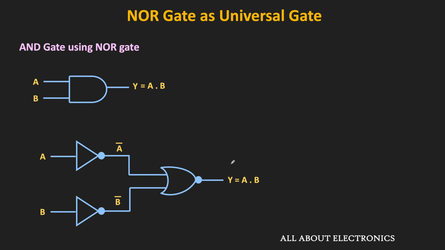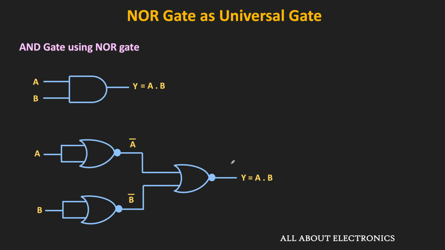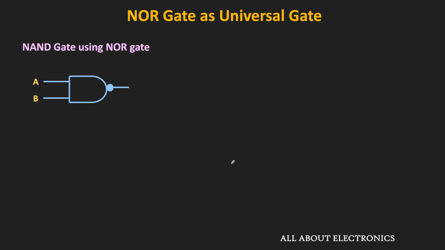And we already know how to implement this NOT gate using the NOR gate. So let us replace this NOT gate with the equivalent NOR implementation. In this way, we can implement the AND gate using the NOR gates. Similarly, let us see how to implement the NAND gate using the NOR gate.